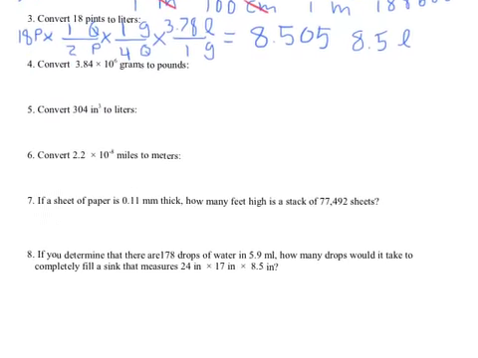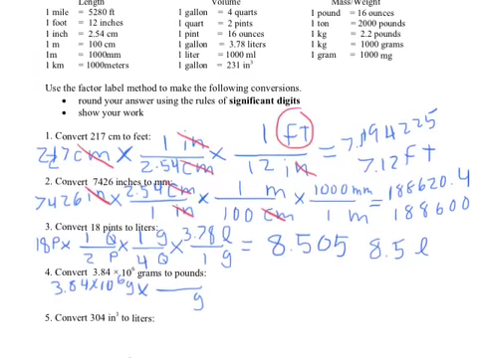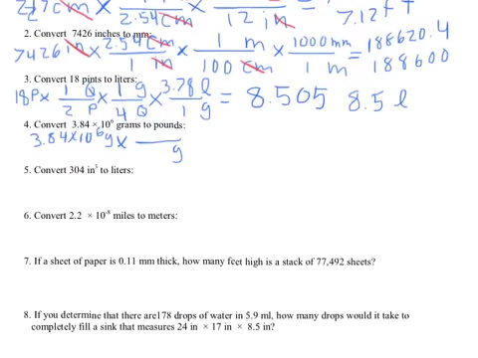Alright, let's start number 4 then. So, I always start off with what I have, 3.84 times 10 to the 6th grams. I don't want grams, so I'm going to put grams in the basement. I'm trying to get to pounds, so let's just see what I have to go with. If I'm going to turn grams, what can I turn grams into? It looks to me like I can turn grams into kilograms right here. So, it looks like what I have is 1,000 grams equals 1 kilogram. Now I don't want kilograms, so I'm going to multiply by a fraction and put kilograms in the basement.